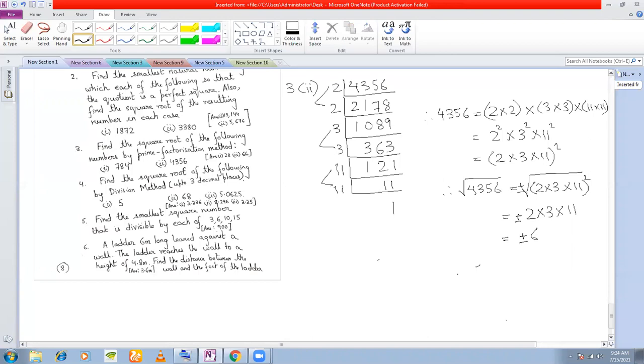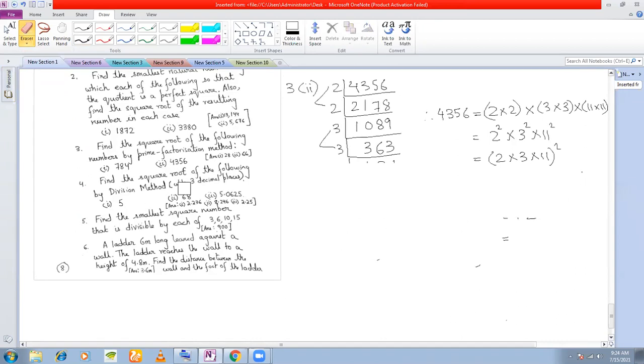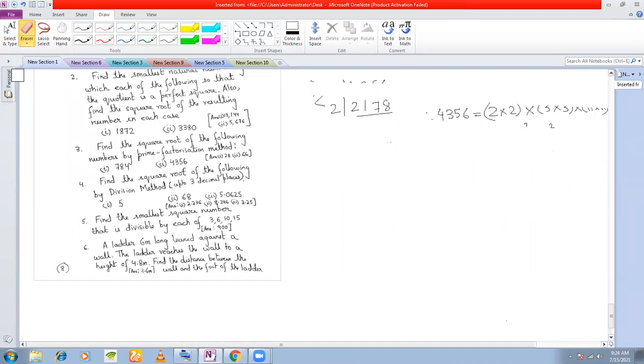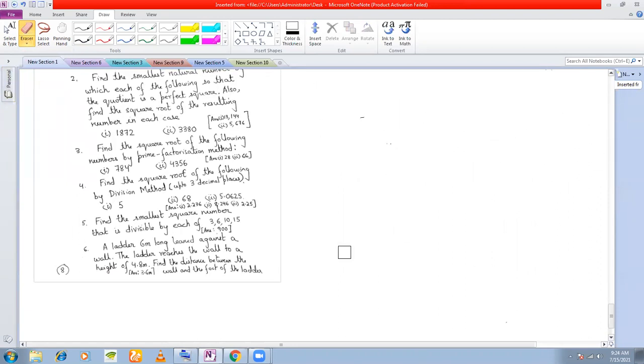Okay, so this is 66. Plus or minus 66 is your square root. Okay, so this was easy enough. Division method, would you like me to work out the division method or do it on your own? We'll do it on our own. Yes, you can do it, sure. The answer is given on your side. I think that should be okay. Division method, I have shown you enough examples.